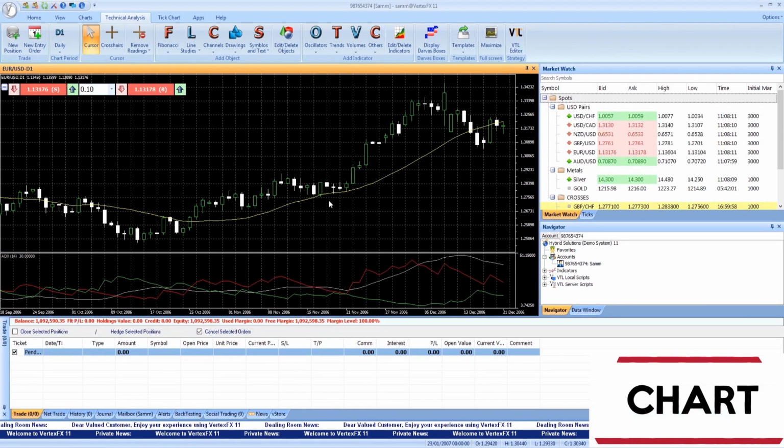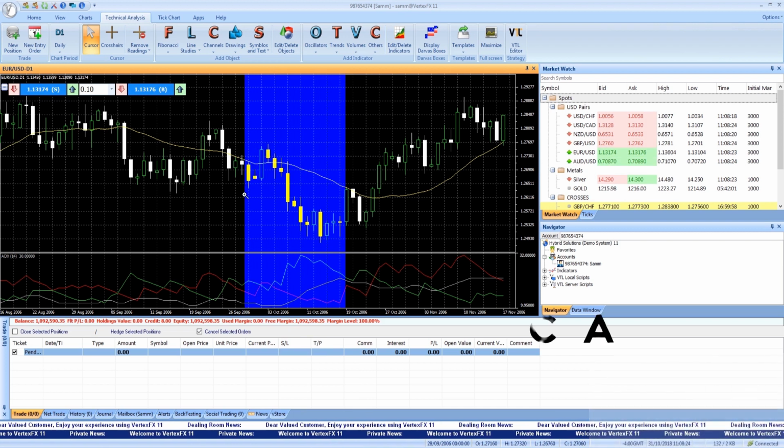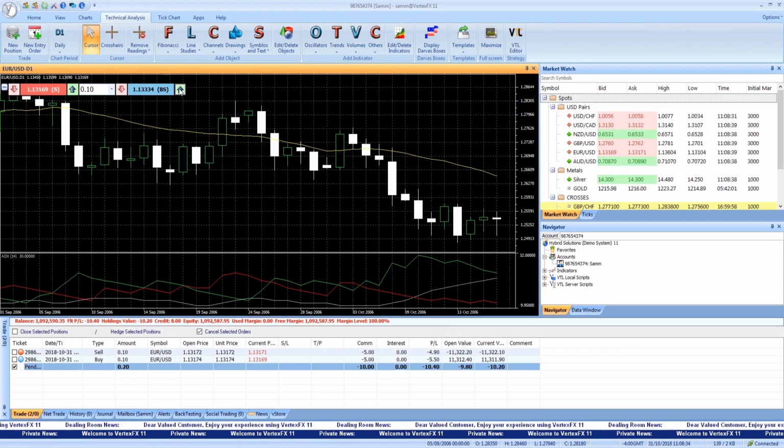VertexFX Chart is your go-to tool for market observing and analyzing. A very resilient and reliable chart gives you the ability to study the market precisely and conveniently. With the new quick trading functionality, you can place market and entry orders while you're studying the chart, to never miss an opportunity in such a versatile trading market.